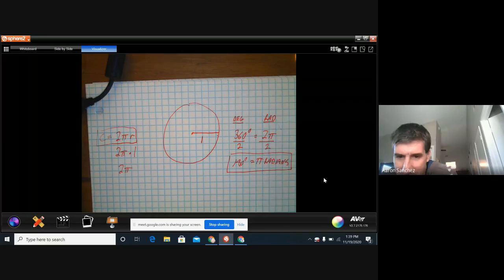So write that down. After all that, if you didn't understand what I said, all you have to know is that 180 degrees is equal to pi radians, or 180 degrees is equal to 3.14 radians.